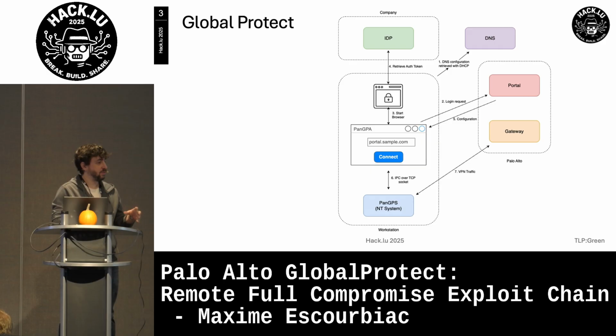For that, PanGPA will start an embedded browser to display the IDP website. Username, password, OTP, if it's well configured, getting the authentication token, sending it to the portal and getting the configuration. The configuration gives some details about how the VPN has to work, including the gateway. You can have a single portal and multiple gateways according to where you are. Maybe you have some gateways in Asia, in the US, in France, etc. There are some other tools, but for this talk, I won't explain them.